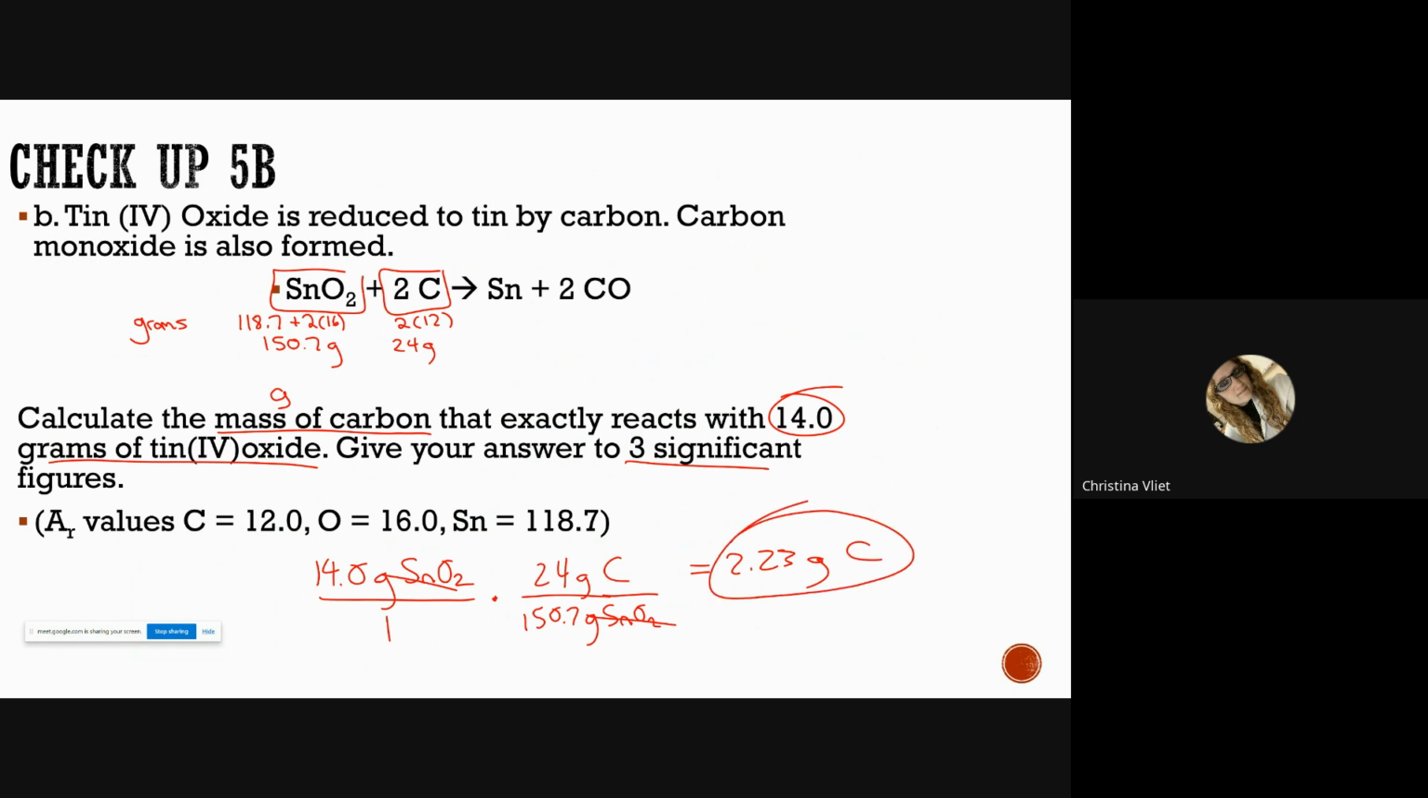Does that make sense? Think about it like this. You should have a lot more tin(IV) oxide than you have of carbon, right? A lot more. You had 14 grams of tin(IV) oxide, so your answer should be a lot less than 14. Agree? And it is. Proportionally it is.